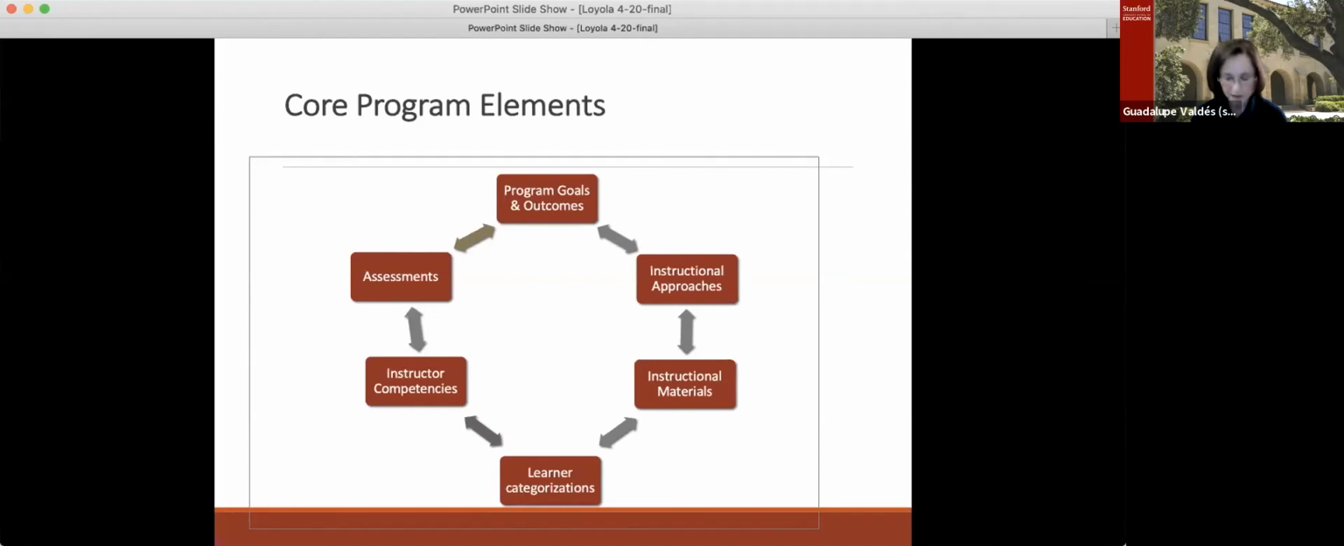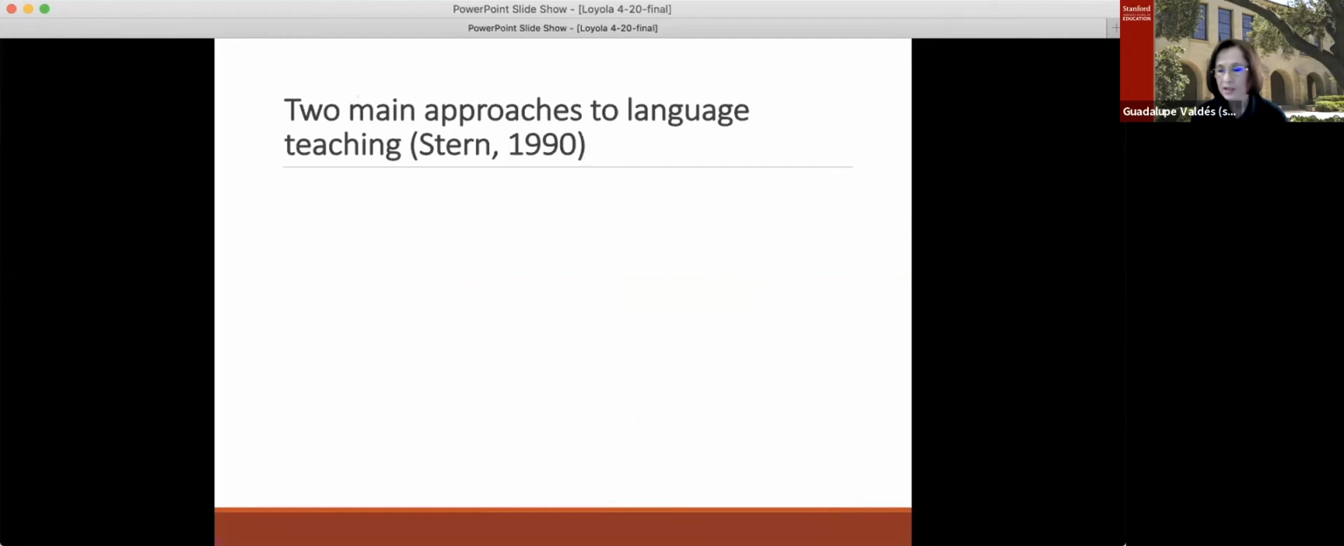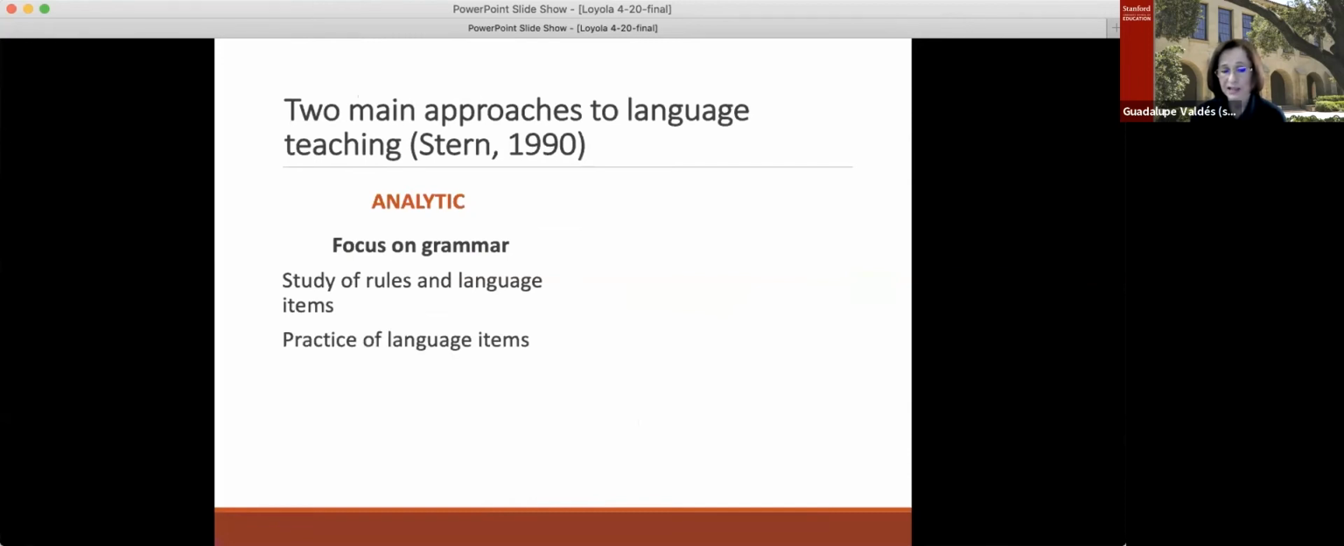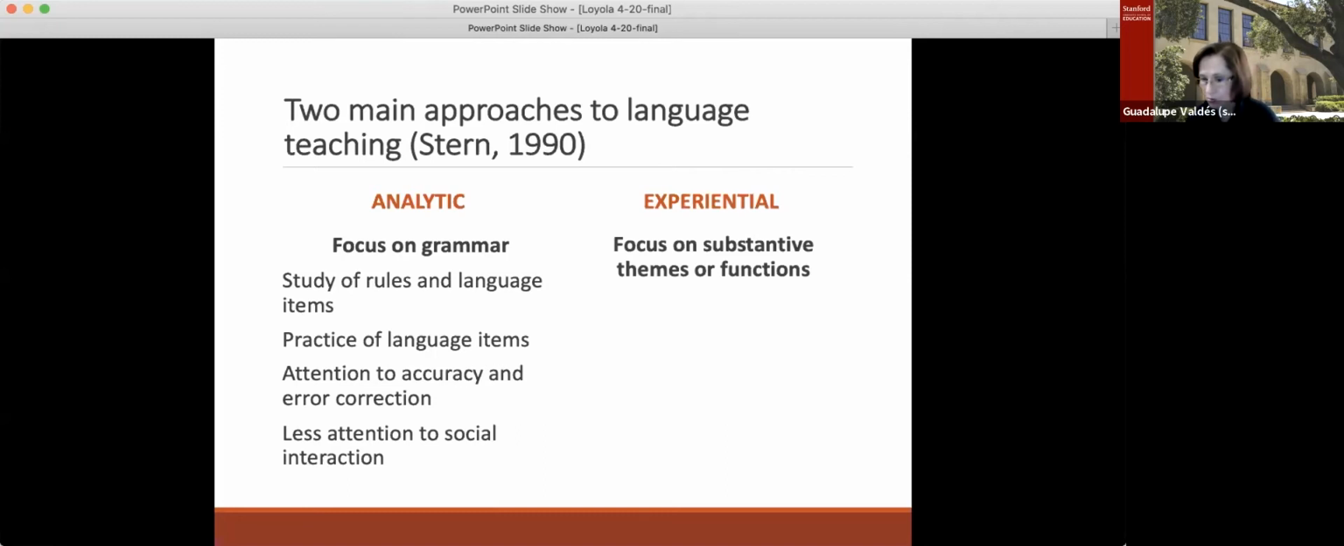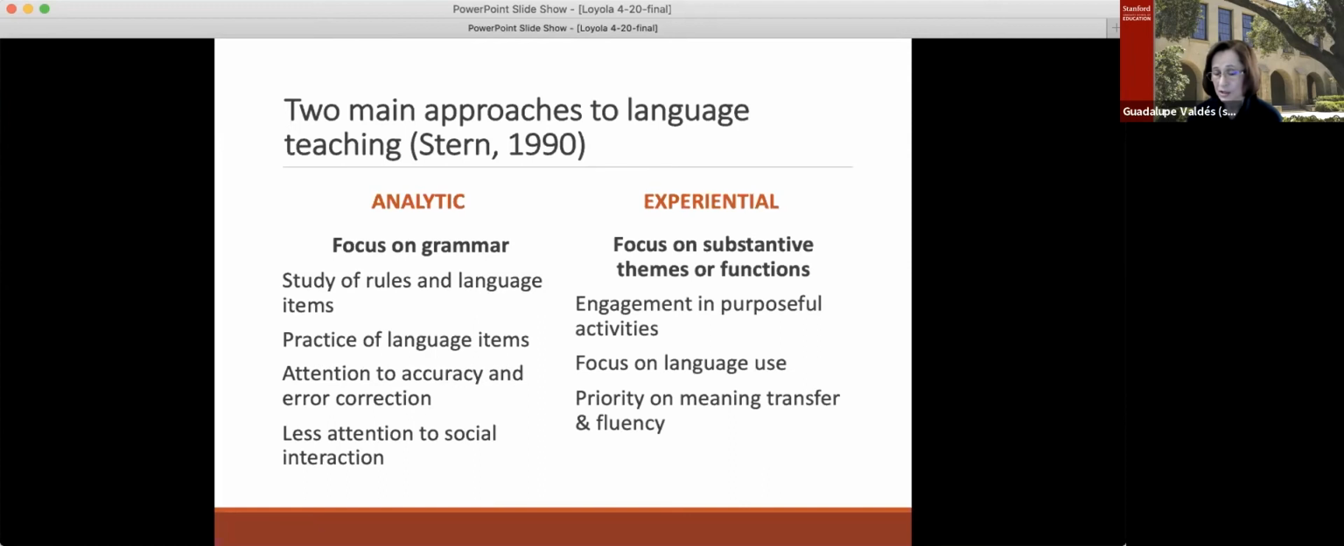So to continue then, what we know is that there are two main approaches to language teaching. There's an analytic approach that always focuses on grammar. When you have an analytic approach to the teaching of language, you study rules and language items, and you practice, and you give a lot of attention to accuracy and error correction, and less attention to social interaction. An alternative way to approach language teaching is experiential. Experiential approaches to teaching focus on themes or functions. They engage in purposeful activities. They focus on language use. And the priority is on meaning transfer and fluency, and social interaction is important.